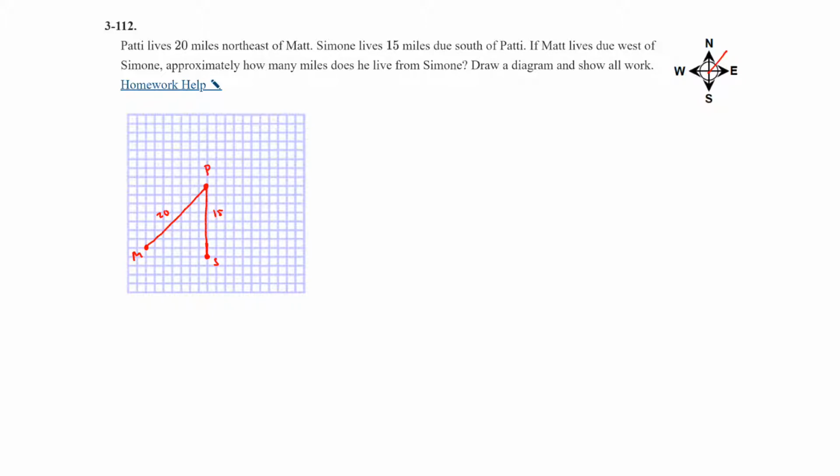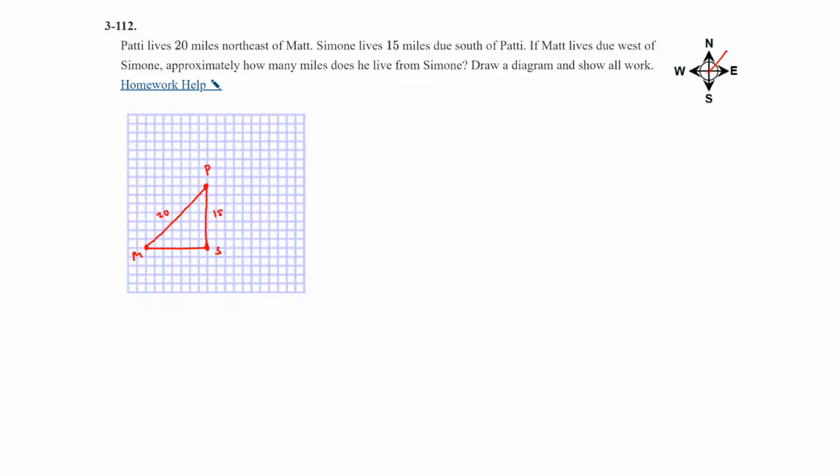If Matt lives due west of Simone, so now we're going due west of Simone, how many miles does he live from Simone? Now that I actually read the rest of the problem, if he lives due west, then they are going to have to match up. So that means that right here is where Simone lives, and then Matt lives due west of Simone.